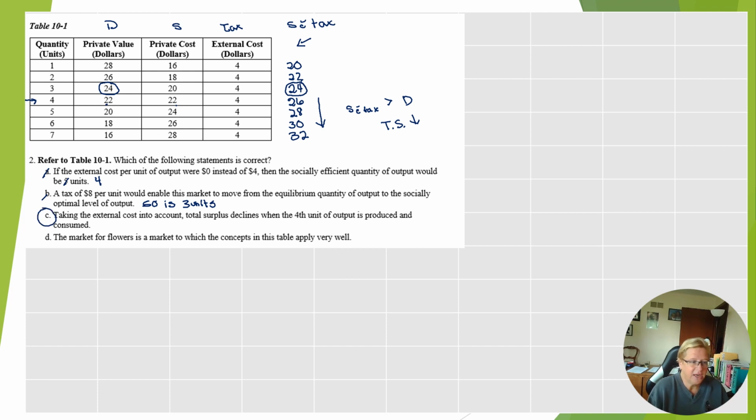The market for flowers is a market to which, okay, no, that's not the right answer. So hopefully that makes sense to you. If it doesn't, please always let me know, and we can look at some other problems as well.